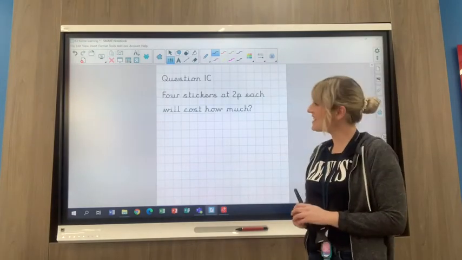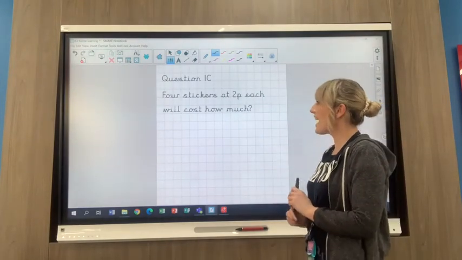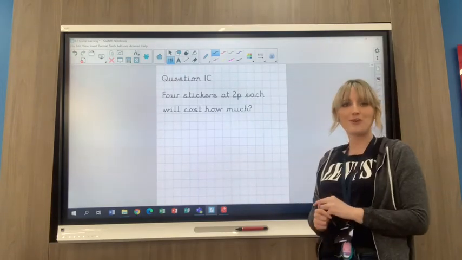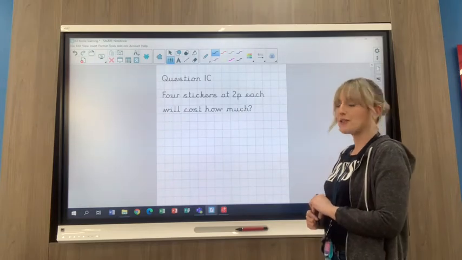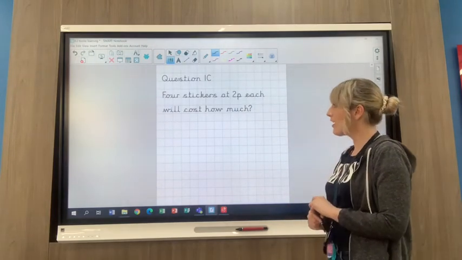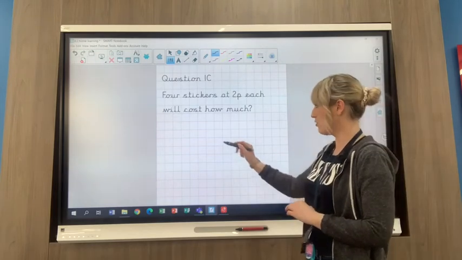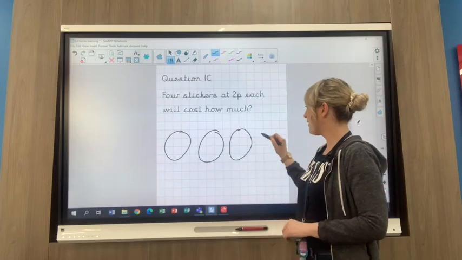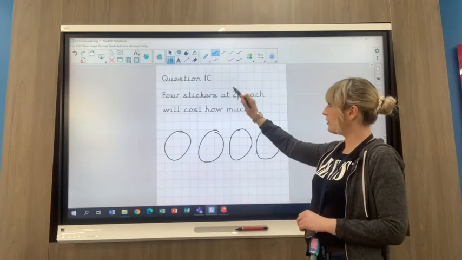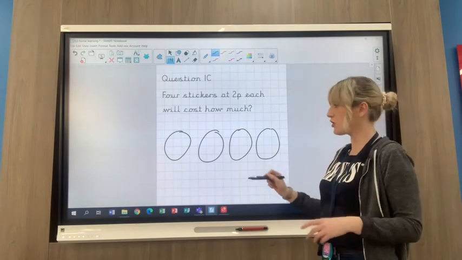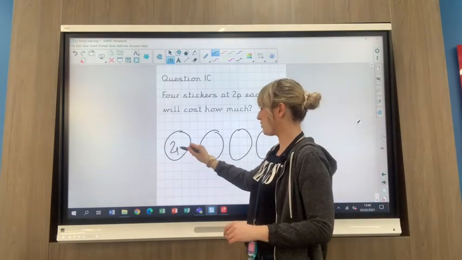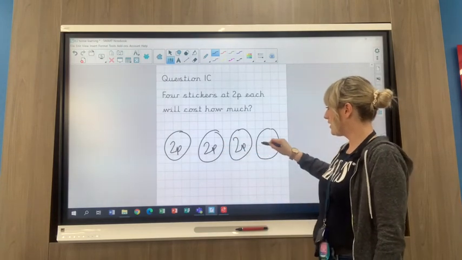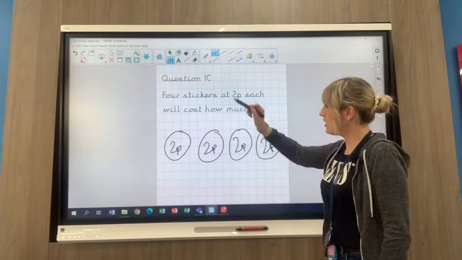Okay, question 1C. 4 stickers at 2p each will cost how much? Now, you know how much I love drawing. Use your whiteboards to draw this question. 4 stickers. Okay, so I'm going to draw my 4 stickers. 1, 2, 3, 4. At 2p each. So they each cost 2p. So 2p, 2p, 2p, 2p will cost how much?